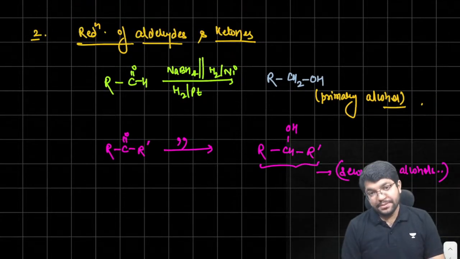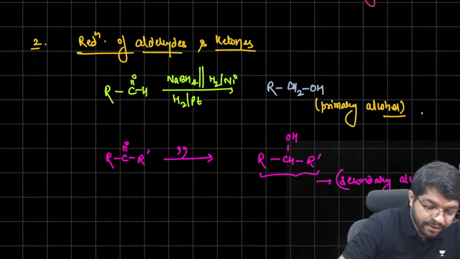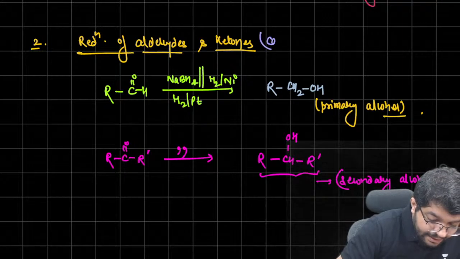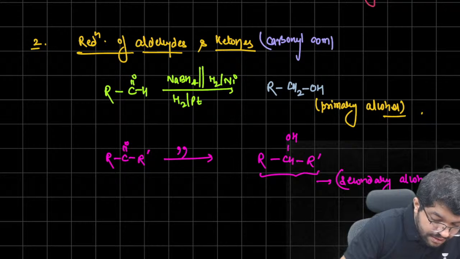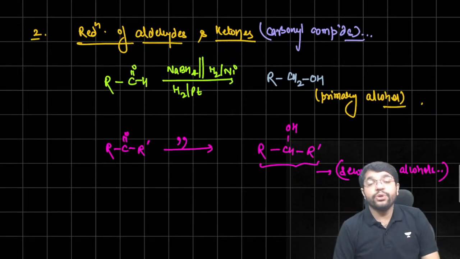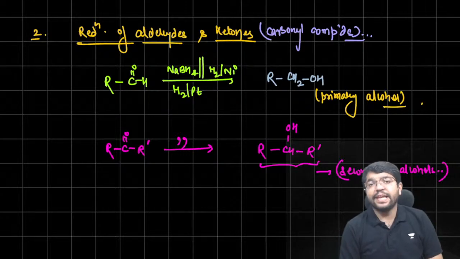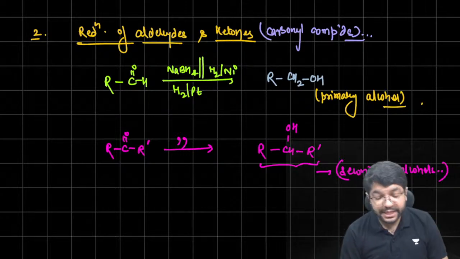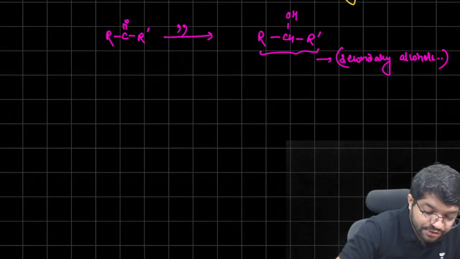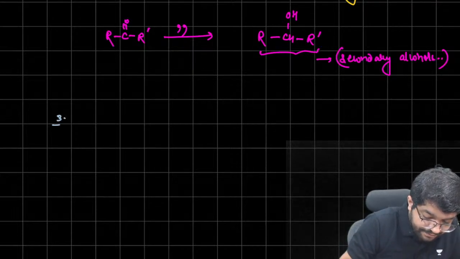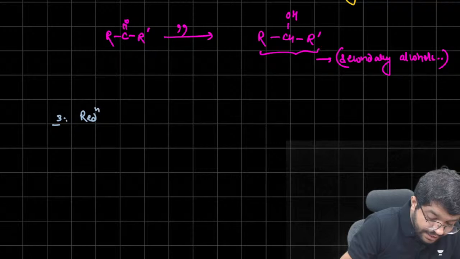And now we know this part, which is called reduction of aldehydes and ketones, or reduction of carbonyl compounds. Now, the same reaction from acid is what you already know, right? With LiAlH4, this reaction can happen. Number 3, reduction of carboxylic acids.